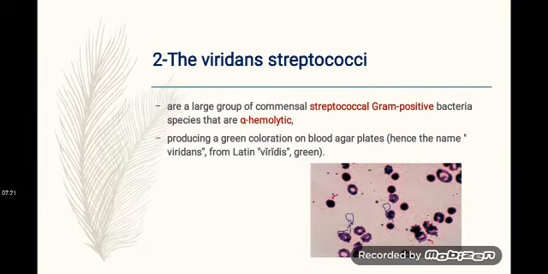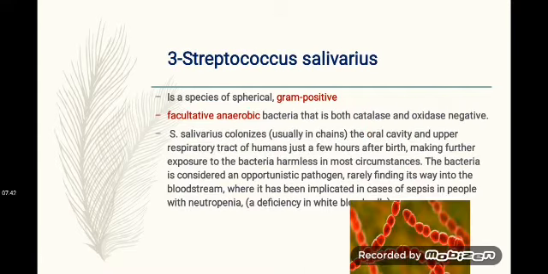Viridans Streptococcus is a large group of commensal gram-positive Streptococcus species that are alpha hemolytic, producing green coloration on blood agar plates, hence the name viridans, from the Latin viridis, green. Viridis means green, so it's green.